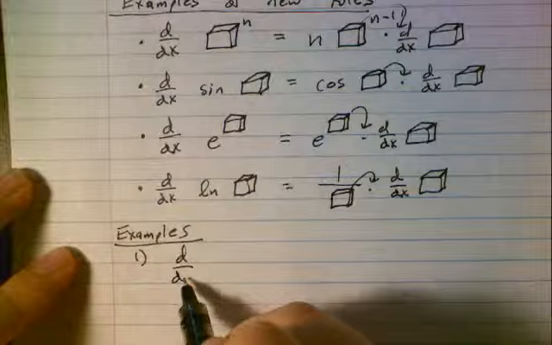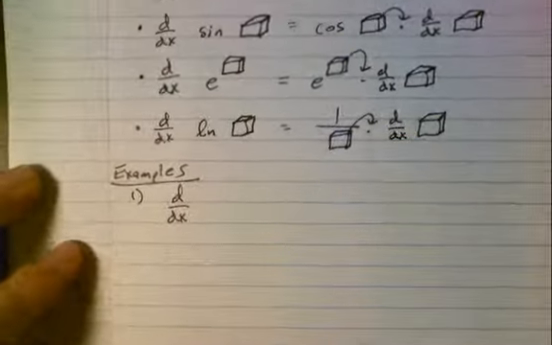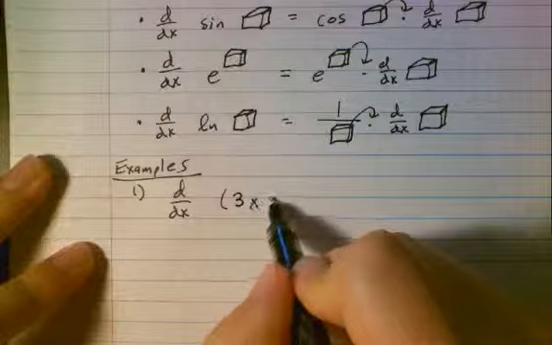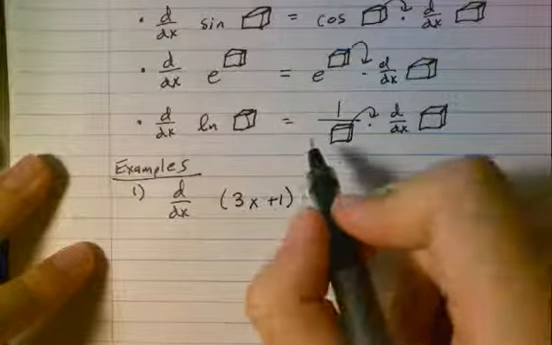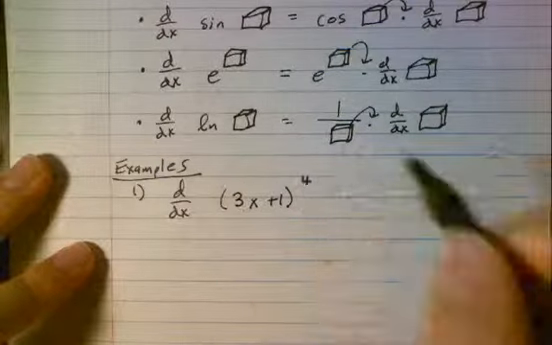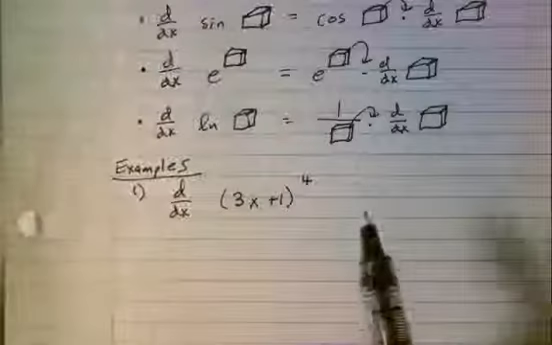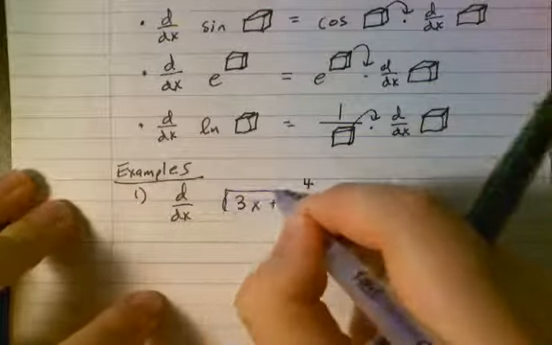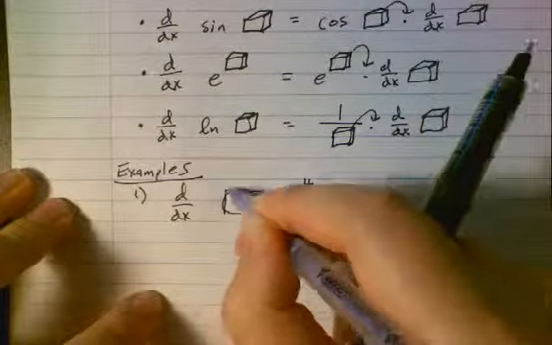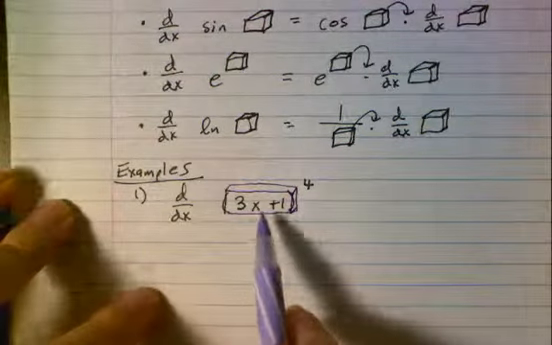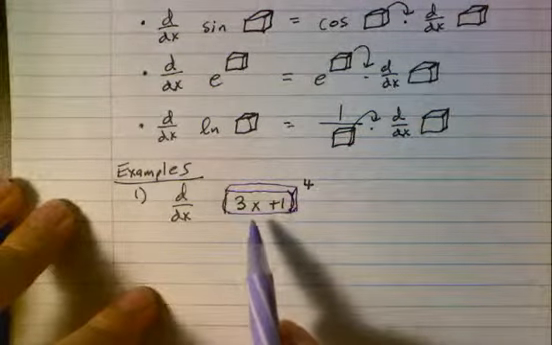Let's say we want to find the derivative of 3x plus 1 to the 4th power. Notice this is something to the 4th power. So anytime we have something to a power, we're going to put the little box around whatever's being taken to the 4th power. Make sure you get the whole thing. It's this whole 3x plus 1.